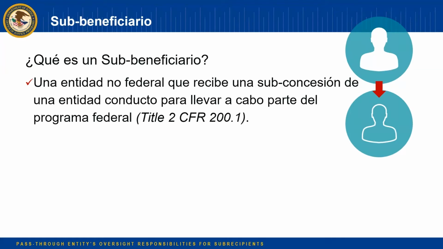So now let's talk about a sub-recipient. So a sub-recipient is considered a non-federal entity that receives the sub-award from the pass-through entity. And then again, here's that term that I want to stress, that is carrying out an aspect of that particular grant program. So again, as I stated, all definitions can be found in the 2 CFR 200.1.